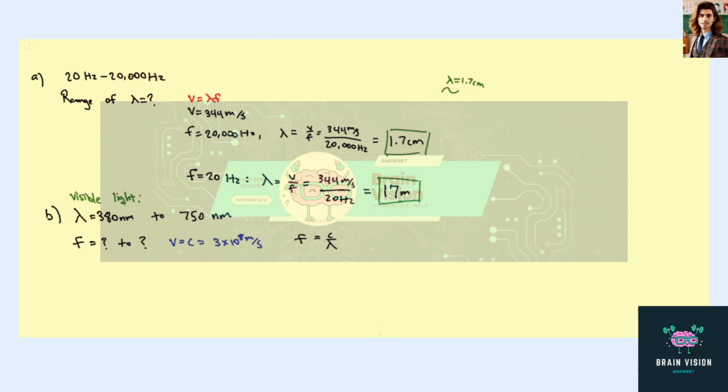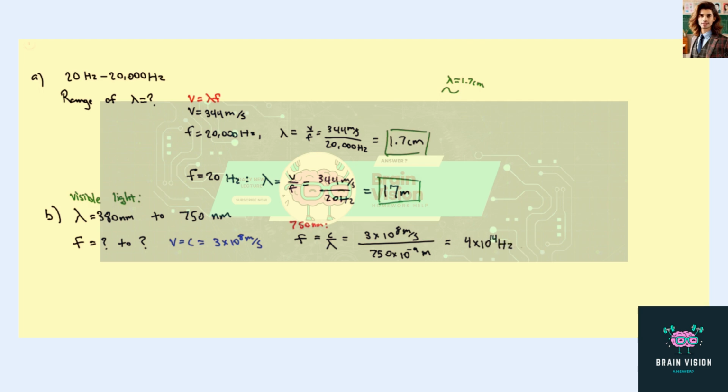Let's start here with, how about 750 nanometers? So for 750, that's going to be 3 times 10 to the 8th meters per second over 750 times 10 to the minus 9 meters. Nano corresponds to 10 to the minus 9, if you don't know that. You might want to commit that to memory. Which is equal to 4 times 10 to the 14 hertz. That is a massive number.